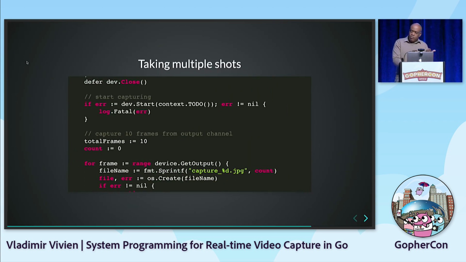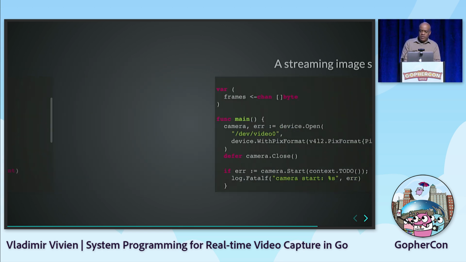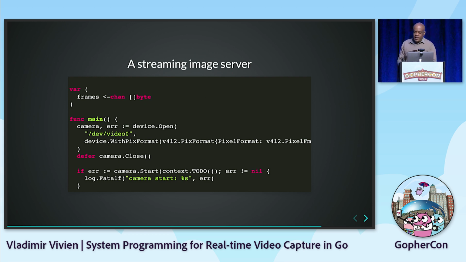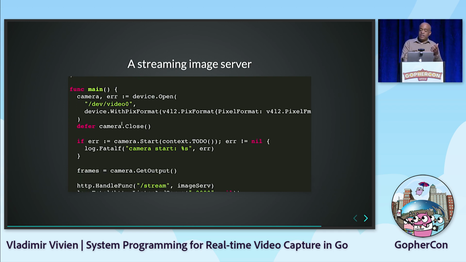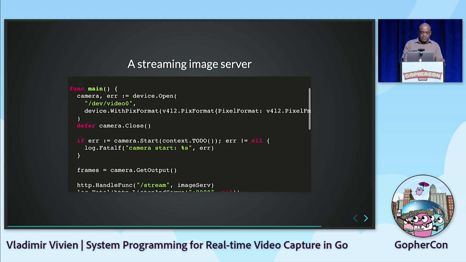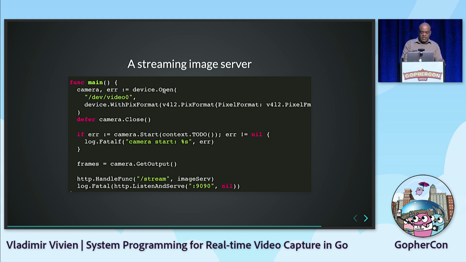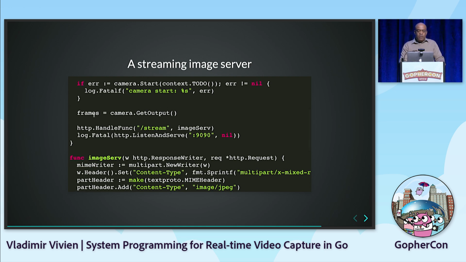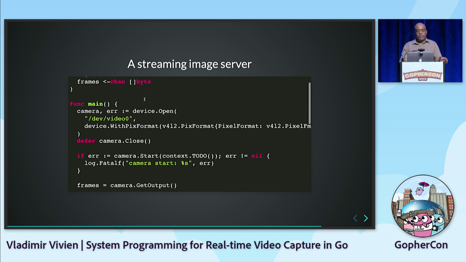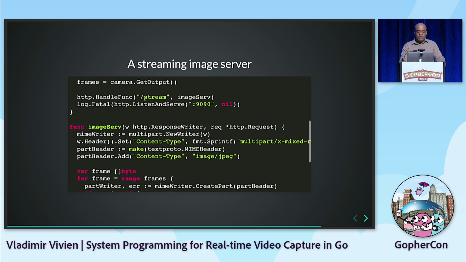Now that we can take multiple shots, what else can we do? Well, naturally, we want to create a streaming image server. What do you mean, Vladimir? Well, we're going to take our device and continuously grab a video frame from the device and push that to the browser. So let's see how we did it. Same thing, we open the device here, defer close the device. We start the device.